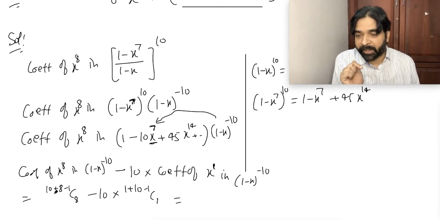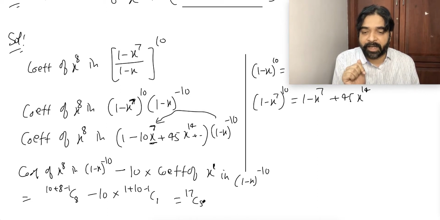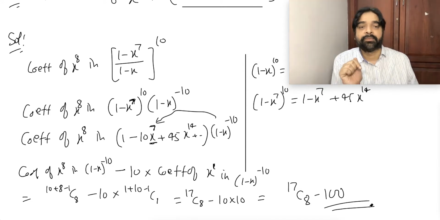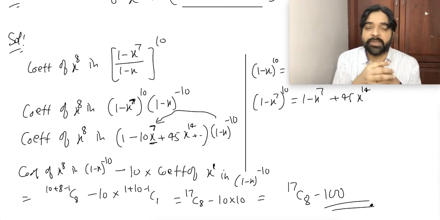So 10 plus 8 is 18, minus 1, 17. 17C8 minus 10, and this will become 10C1. 10C1 is 10 itself. The answer is 17C8 minus 100, if I didn't make any calculation mistake.